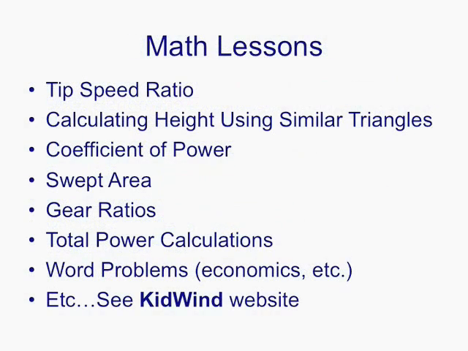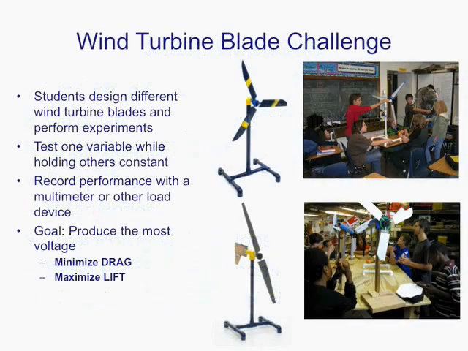You have math lessons. You could build math lessons around tip speed ratios, calculating heights using triangles. So you have trigonometry, coefficients of power, the swept area, the pi r squared, with the length of the blade, the gear ratios, the power calculations, the capacity ratios. And then also, in another video, we'll be showing you how to build your own working model wind kits. And you can see how many volts you can get out of one of these kits.